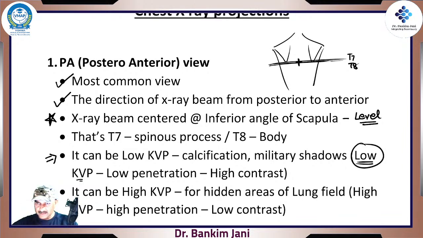Because when you increase the kV, the X-rays are so powerful, it is like either hit or not, so there will be more blackness. So this is the low kVp normally used. High kV, you want to use only in certain cases, when there are some hidden areas of the lung field, we'll come to that. But this is normally what you will do.